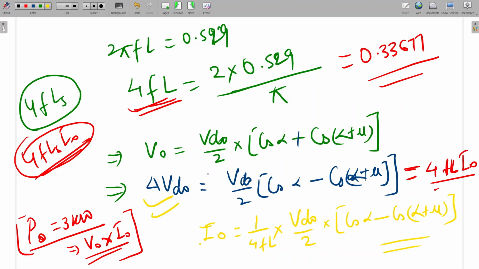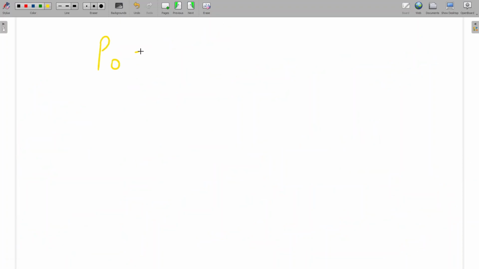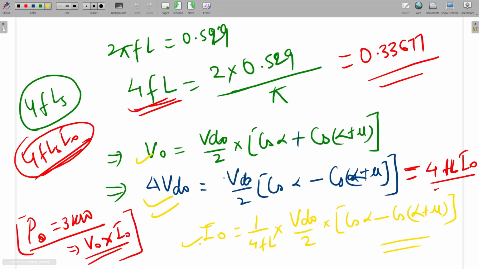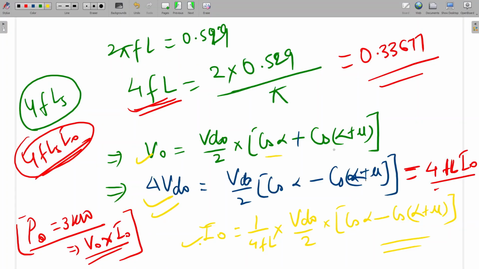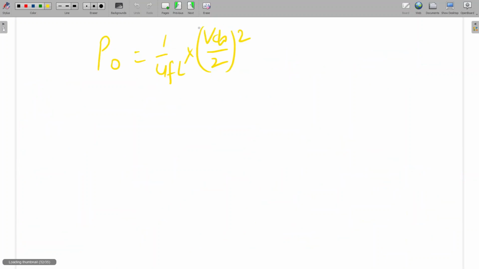So what will be the output power? Power will be V naught into I naught. So power we can write as 1 by 4FL into (Vd0 by 2) whole square. And this is (A plus B) into (A minus B), which is A square minus B square. So that will be cos square alpha minus cos square (alpha plus mu). So this will be the output power equation. Is it clear up to now?